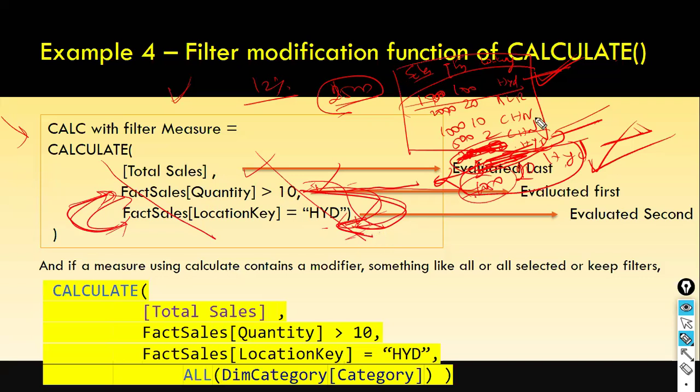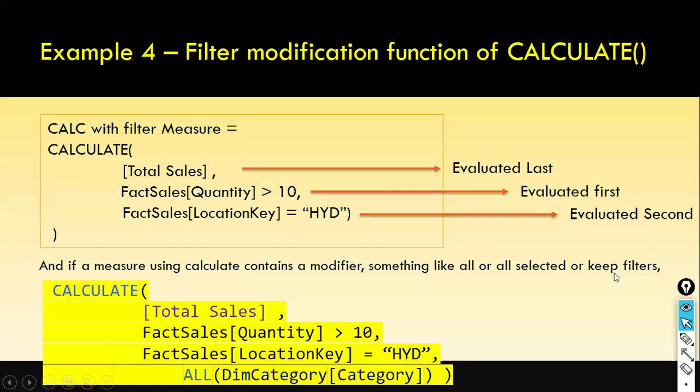It is here. So in that case, it excluded this one, right? This is not meeting the criteria. You end up having only 2 transactions related to Hyderabad, wherein the quantity is greater than 10. So then if you perform the total sales, that makes sense. So the order of the evaluation of the DAX functions is also important.